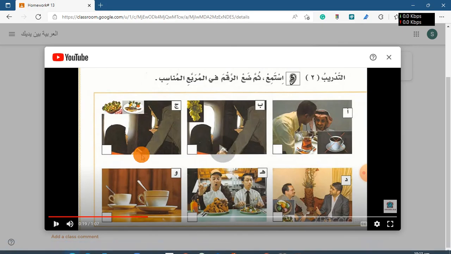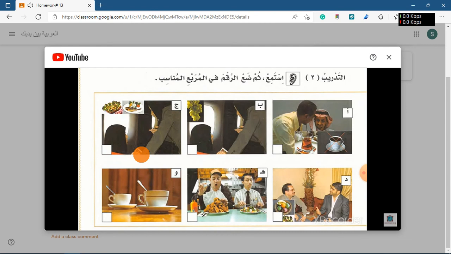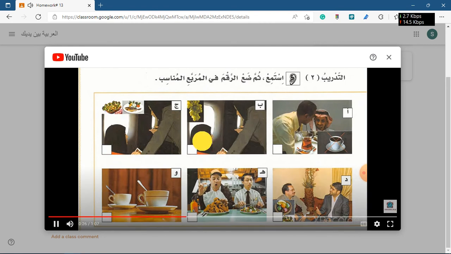Next. اثنان اين الشاي؟ الشاي على المائدة. اين الشاي?